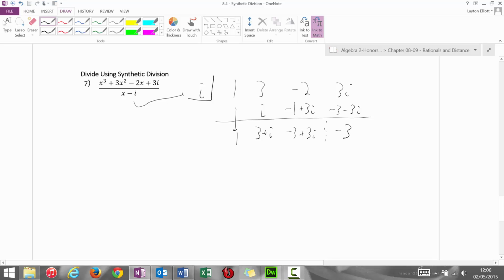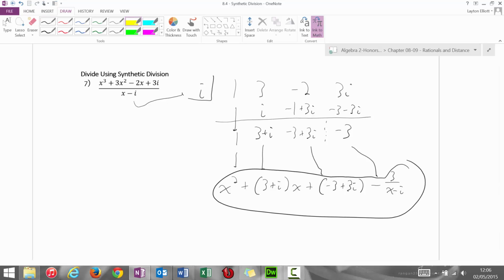I get negative 3. And the result of what we end up with, again, this is the coefficient of the x squared, plus this is the coefficient of the x. I'm just going to write it as 3 plus i x, plus, and this is the coefficient of the constant term, negative 3 plus 3i. Then I have, this is the remainder, negative 3 over x minus i.